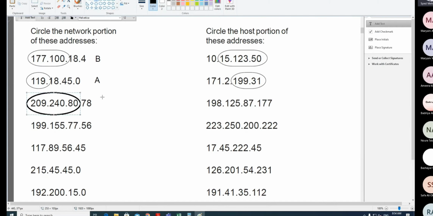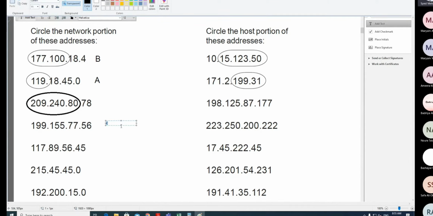Now tell me here. 199.155.77.56. Is it class A, B, or C? Yes, this is class C, because it starts from 192 onward. So 199 tells us the class. This is class C. See here. This is class C.